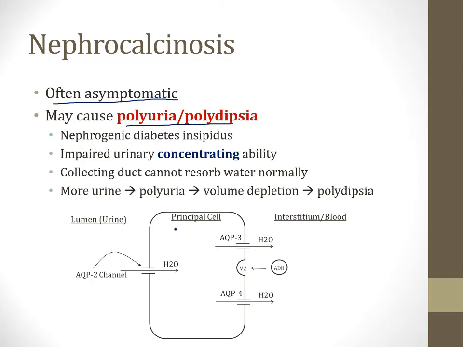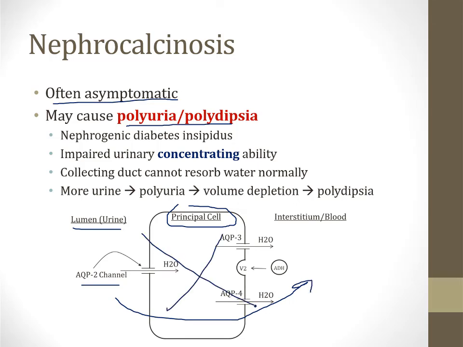Shown at the bottom of the screen is a drawing from the renal physiology videos of one of the principal cells in the collecting duct. These cells absorb water from the lumen of the nephron, in other words, from the urine, through aquaporin channels, and they bring water into the interstitium or blood. When these cells are damaged by nephrocalcinosis, this leads to a form of nephrogenic diabetes insipidus. Basically, the kidneys cannot concentrate the urine because these cells aren't reabsorbing water.